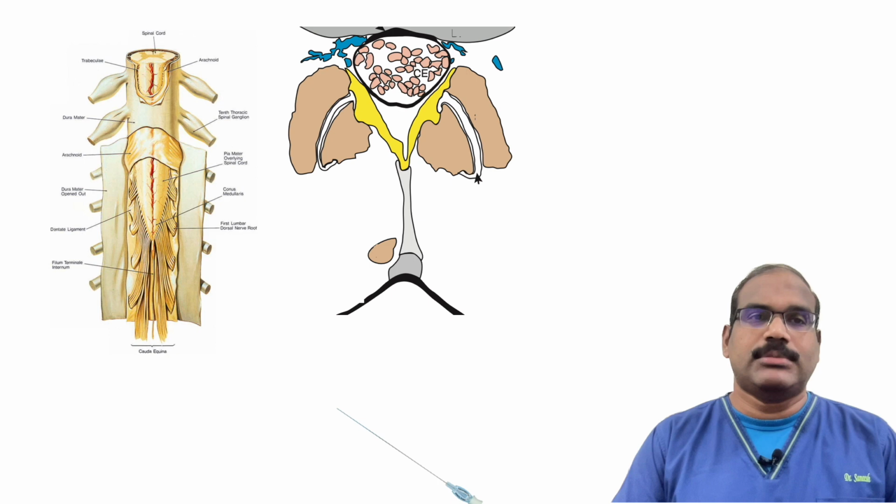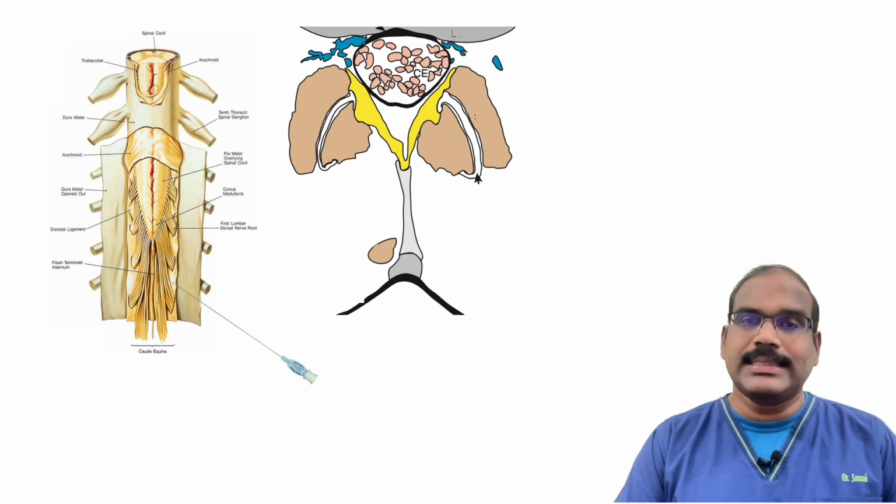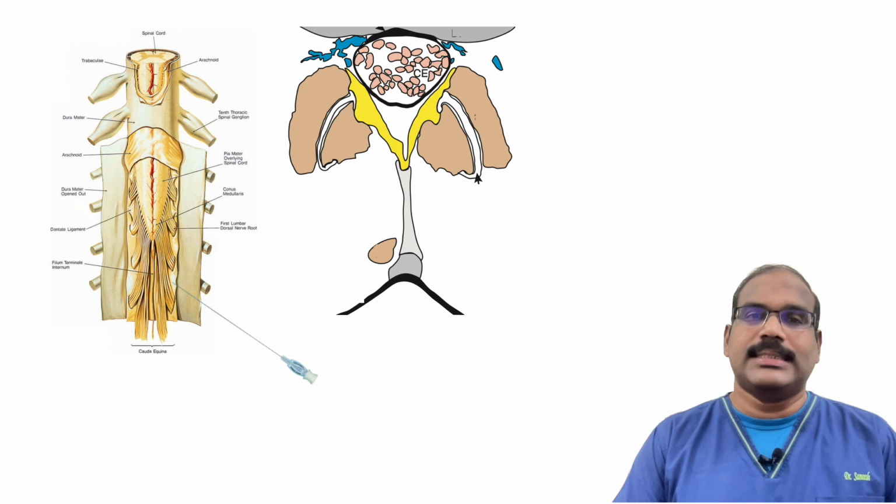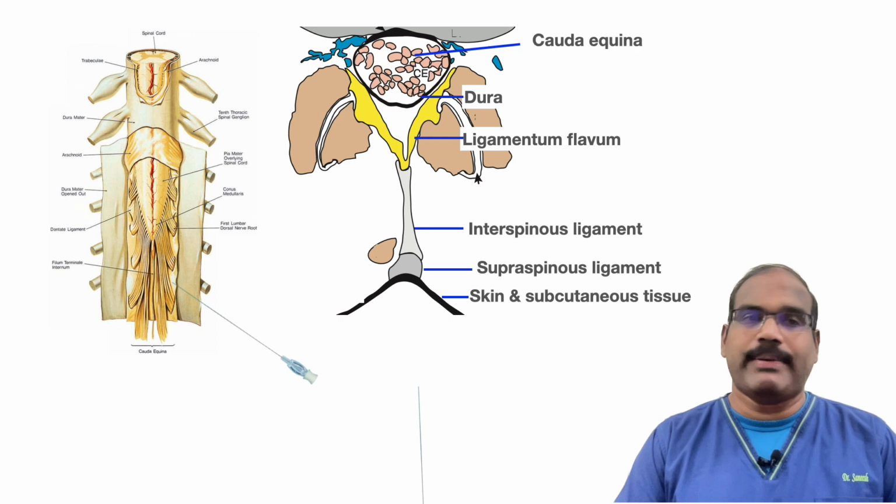Remember, the spinal needle is introduced well below the level of conus medullaris, where the nerve roots descend and exit through intervertebral foramina, forming what is called cauda equina. Looking at the cross section, you can find the spinal needle traversing through the skin, subcutaneous fat, supraspinous and interspinous ligaments, ligamentum flavum, the epidural space, and finally piercing dura to enter the subarachnoid space where the CSF bathes the nerve roots.